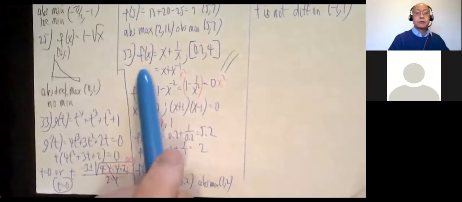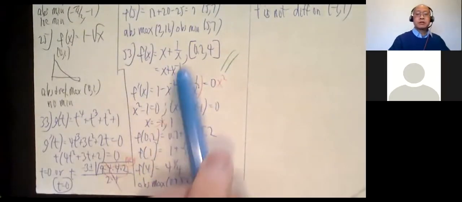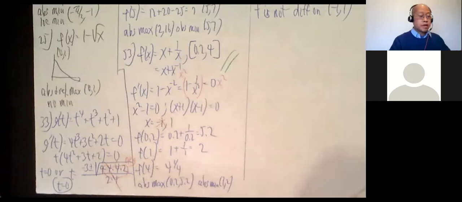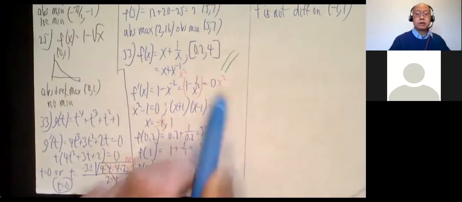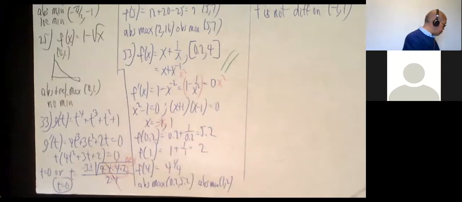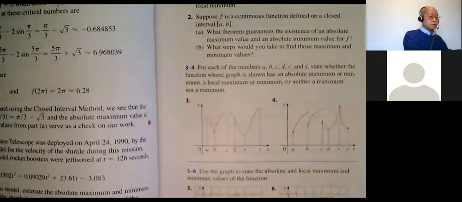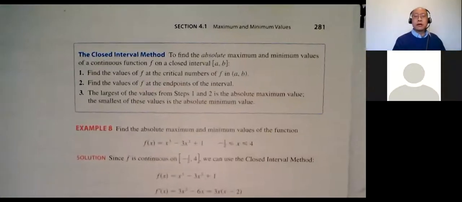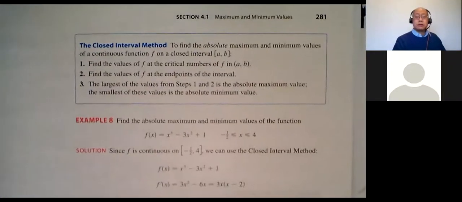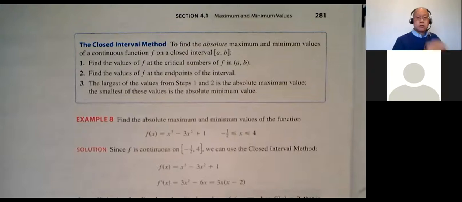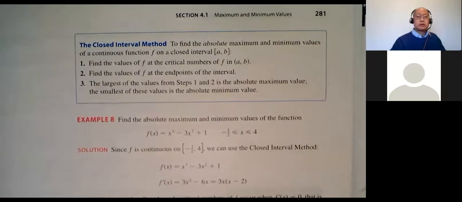Okay, I was going to show you problem 53. f of x is x plus 1 over x. Find the absolute maximum and minimum on the closed interval from 0.2 to 4. And you might recall this is what you want to do. The so-called closed interval method, when you find an absolute max and min of a continuous function on a closed interval.